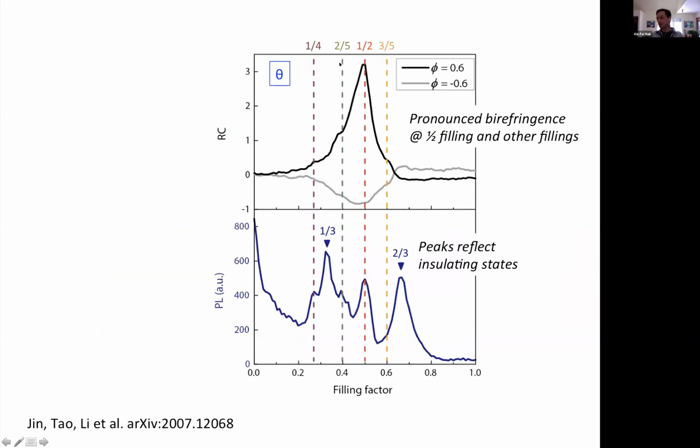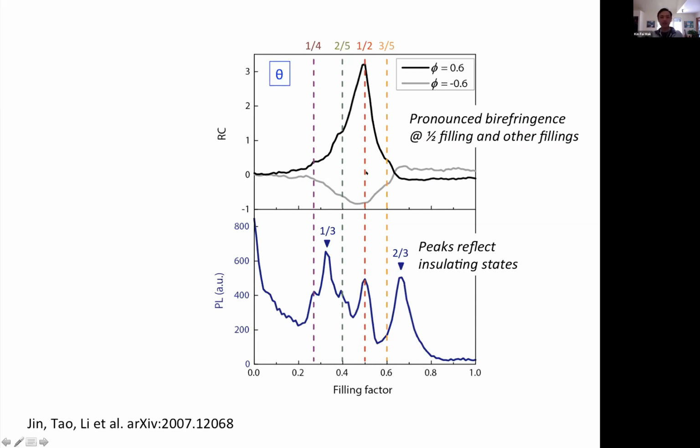Okay, so let's take a look at the data, how the optical anisotropy or the rotation signal theta here depends on the filling factor of the system. Here the dashed lines label most of the charge order states that happen between filling factor 0 and 1. The bottom panel shows the exciton emission intensity. As mentioned yesterday, this is an indication of the insulating state in the system, but I will present the compressibility data later showing that they are indeed incompressible states at these peak positions.